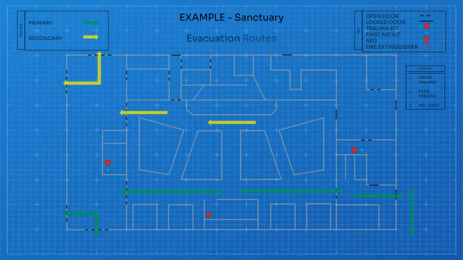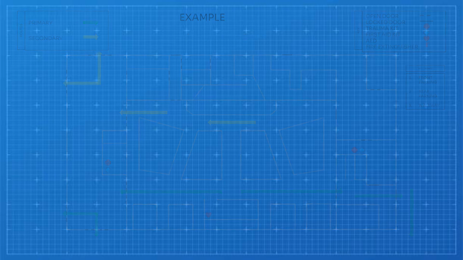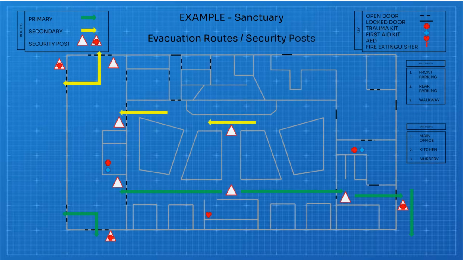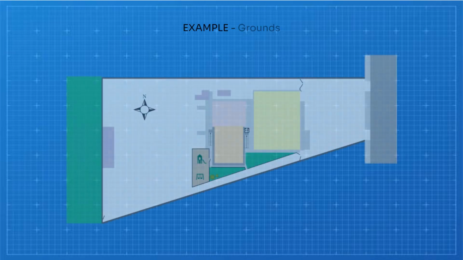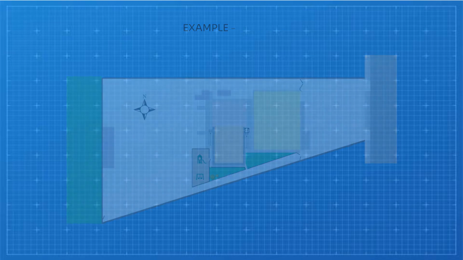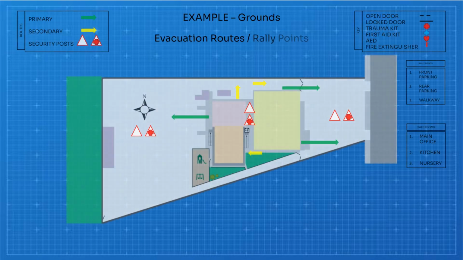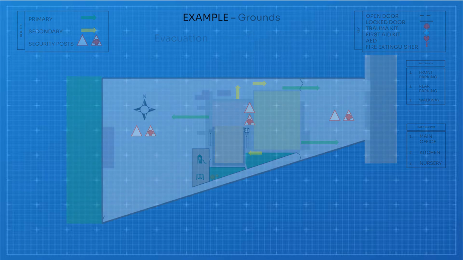This map highlights the primary and secondary evacuation routes from the sanctuary, leading to the designated rally points in the parking areas. Combining the routes and security posts, this map shows where security personnel are stationed, evacuation paths, and the locations of safe rooms. This is an example map showing the overall church grounds. The grounds map indicates the primary and secondary evacuation routes, rally points, and the location of external security posts.